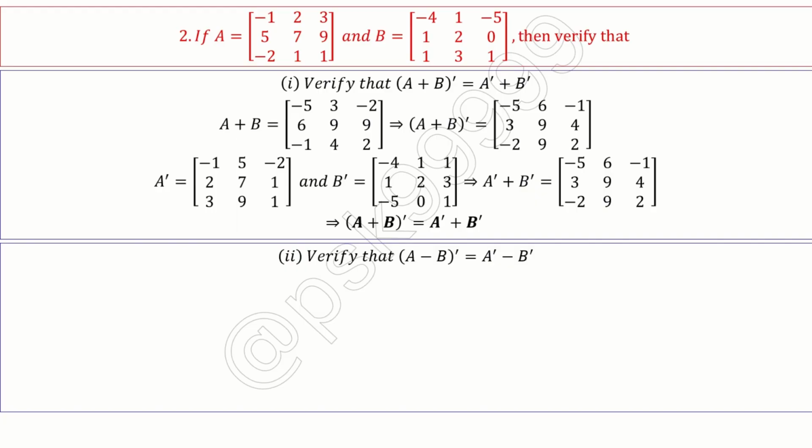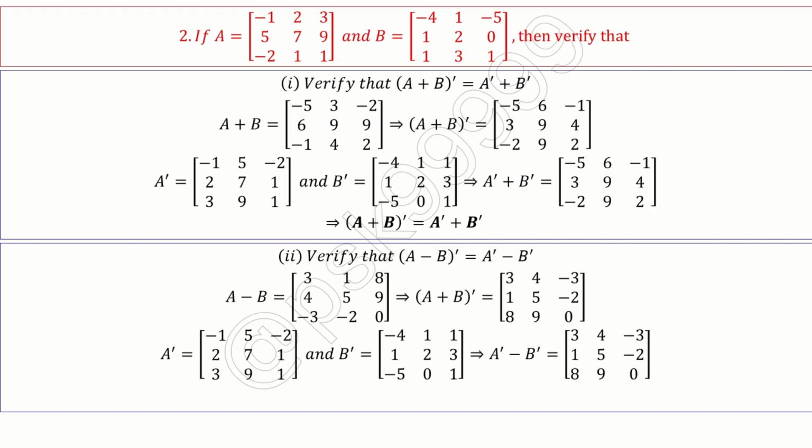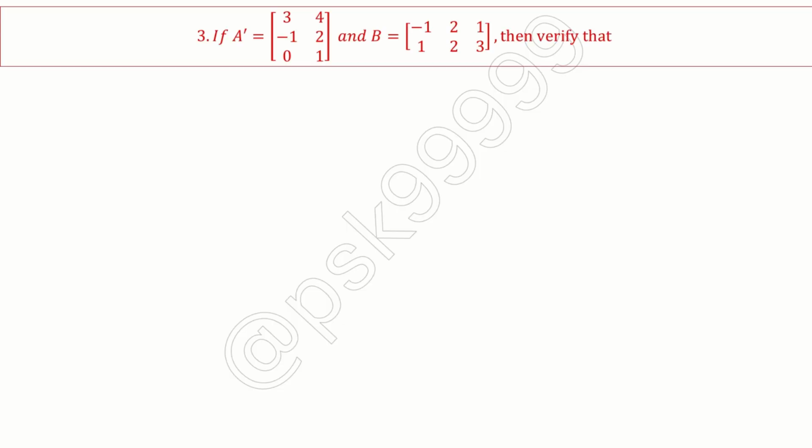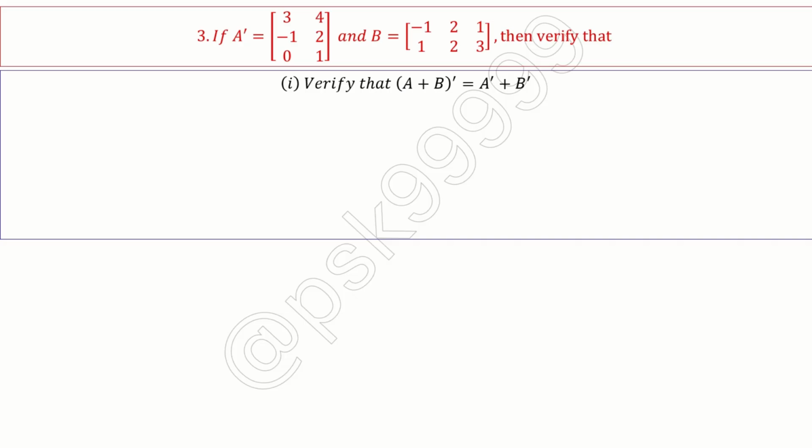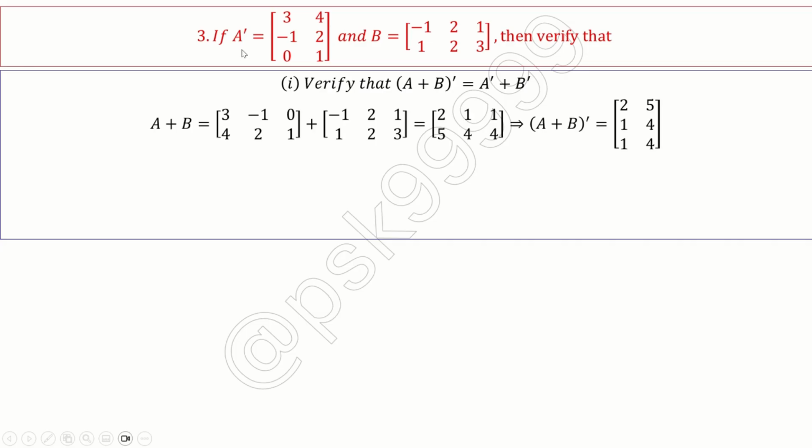Next. Same, (A - B)' = A' - B'. The same way you can do it. Okay, you can verify it. Next. A' and B are given, then verify that (A + B)' equals the same thing, but A' is given, not A. Okay, careful.